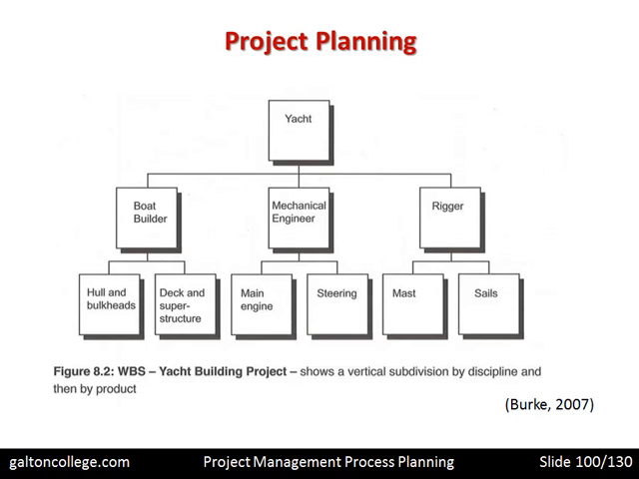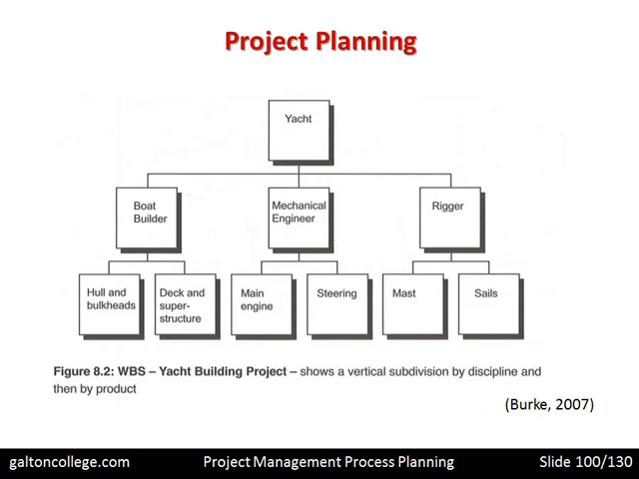So whilst the boat builder is building the boat, the mechanical engineer is getting on with looking at the main engine and looking at steering and controls and all that goes into the boat, all the technical side of the boat. And the rigger is looking at putting on a mast for sails and getting the sails. So the rigger is working separately.